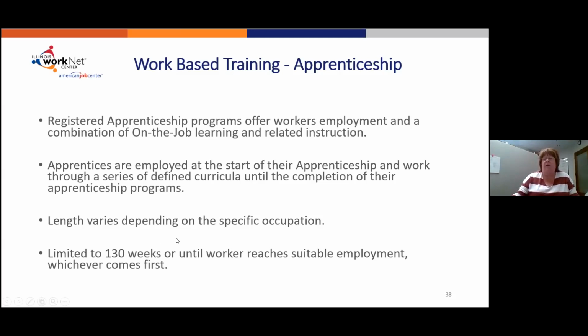And the length will vary depending on the specific occupation, but again, under trade, it is still limited to 130 weeks, or once that worker reaches a suitable employment level, whichever comes first. And then the apprenticeship could be combined with WIOA funding or another source of funding to help continue that person through that apprenticeship process if they bump up to the 130 weeks or reach that suitable employment. So a lot of it's going to be a blended funding for an apprenticeship if we come across something like that.